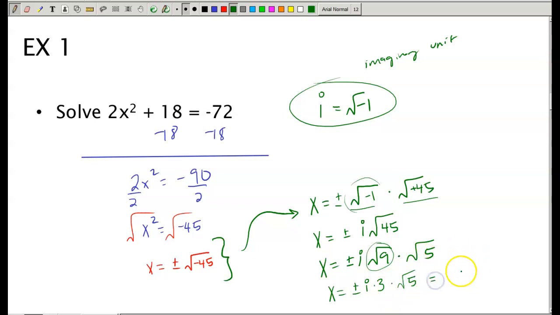So my answer here, written in a nice way, would be x equals plus or minus. Now with this right here, I have i times 3 times root 5. I'm going to write this as 3i times root 5. So plus or minus 3i root 5. And really what that's saying is that I have two answers that would satisfy this equation: 3i root 5 and negative 3i root 5.